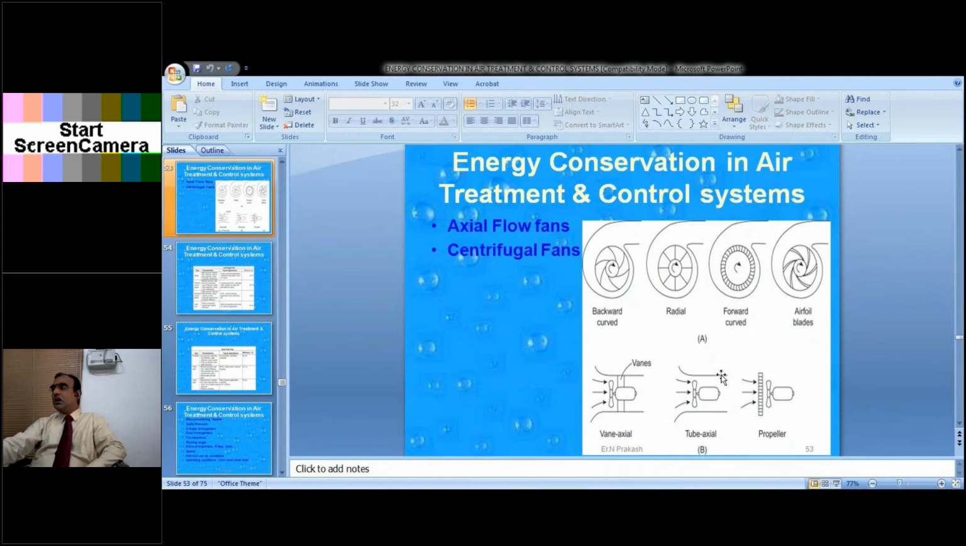And in the centrifugal fans, we have backward curve, radial curve, forward curve, and aerofoil blades. Aerofoil blades, as Mr. Ashok Sethuraman was telling yesterday, are the most efficient ones. There are a lot of retrofits that can be done in the ventilation and air control systems.